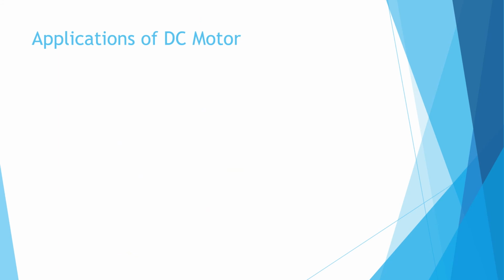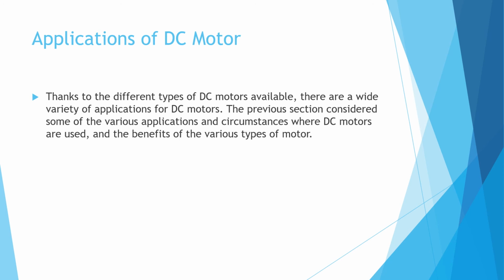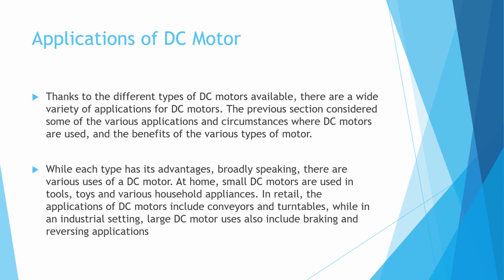Applications of DC motor. Thanks to the different types of DC motors available, there are a wide variety of applications of DC motors. The previous section considered some of the various applications and circumstances where DC motors are used, and the benefits of various types of motors. We discussed DC series and shunt. Series motor is useful for high starting load, shunt motor is useful for constant speed application.